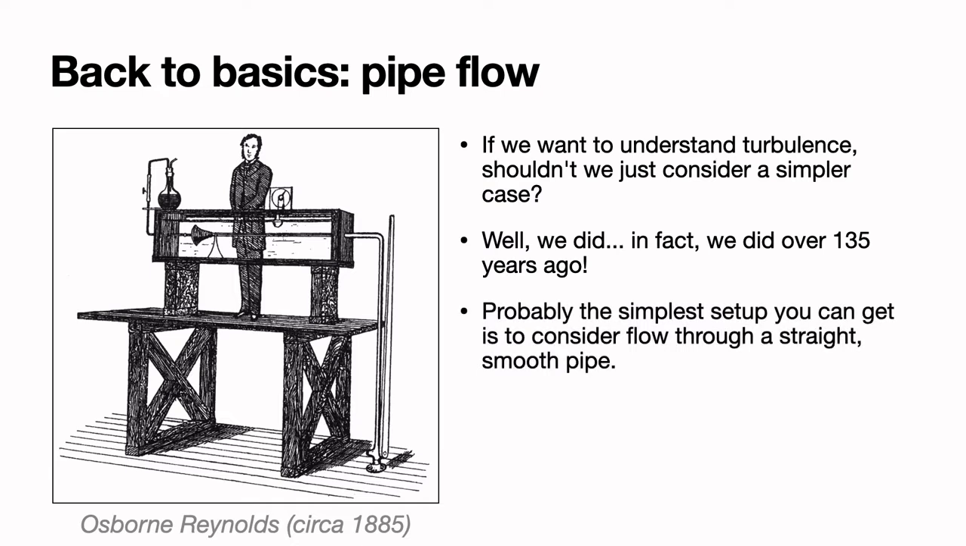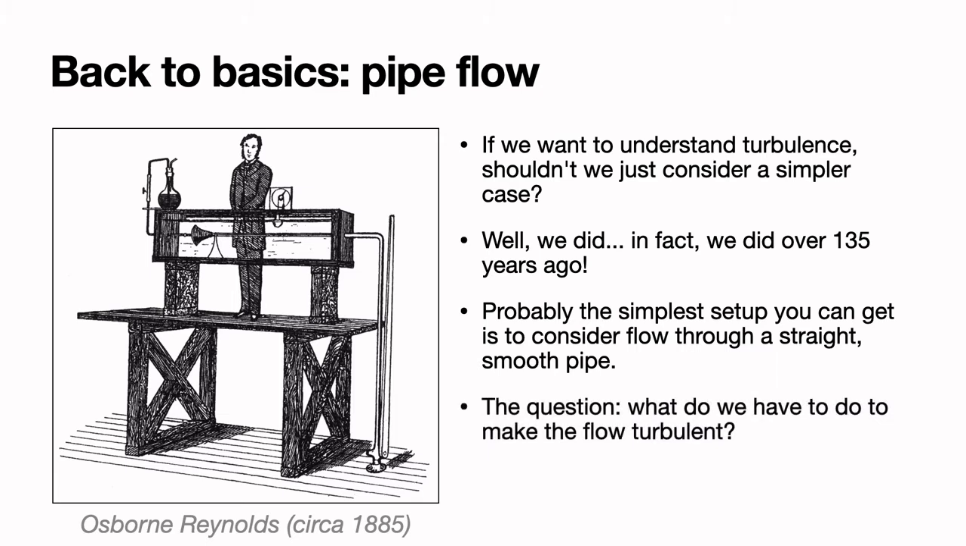And in his studies, what he was interested in was probably the simplest setup that you can think of. You take a straight pipe that has no bends in it at all, you make it as straight as you possibly can, and then you make it as smooth as you possibly can as well, so there's no roughness on the inside of your pipe, and you push fluid down it, and then you see what happens. So the question is, what do we have to do to make that flow go from something that's nice and laminar to something that's turbulent and chaotic? And can that help us understand what turbulence is and how it forms and some of the properties?